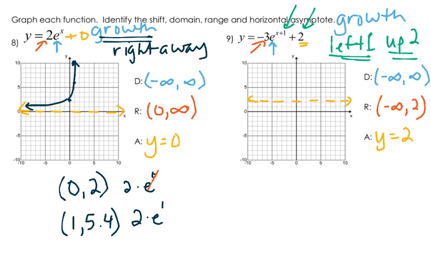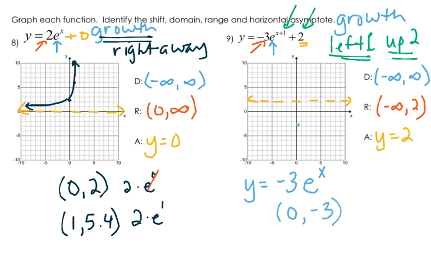So the first thing that I do, though, is I'm going to graph y is equal to negative 3 e to the x. So I'll plug in 0. e to the 0 is 1. 1 times negative 3 is negative 3. So there's my first point.